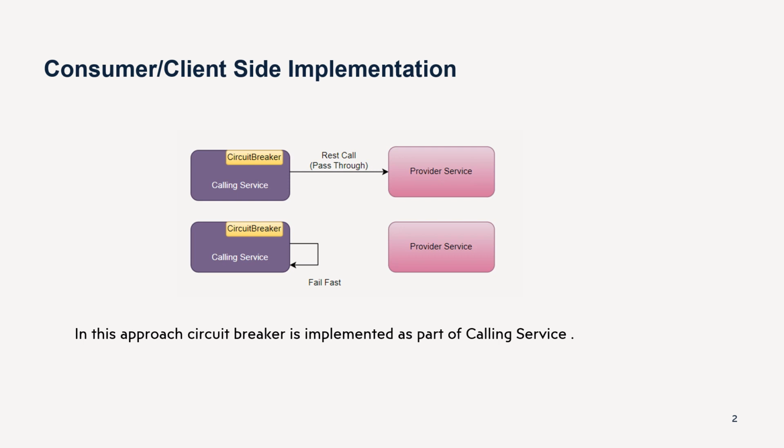So whenever there is no issue at the provider service, it is up and running fine, then the call is passed through. But in case this service is down, then the circuit breaker will kick in and open the circuit so that the next calls which are coming from calling service fail fast. So there will be no calls happening to the provider service. So in this approach, the logic of circuit breaker pattern is a part of code base at the calling service. So there is no impact to the provider service. This is like the most popular and convenient way of implementing the circuit breaker pattern.